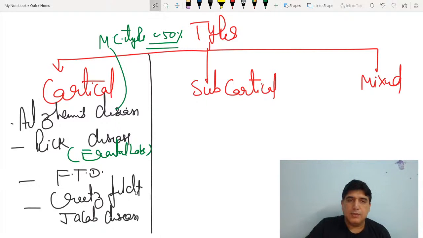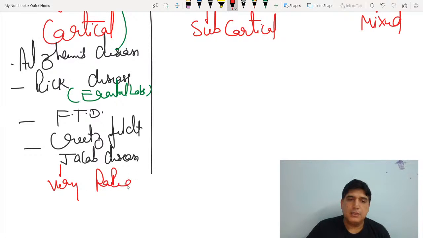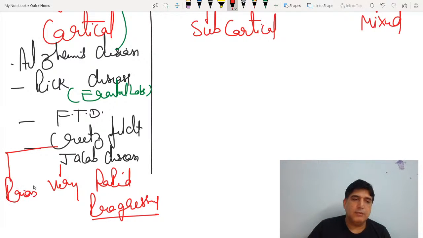Creutzfeldt-Jakob disease is what? It's a very rapid progressive dementia. So the fastest progressive dementia is what? The Creutzfeldt-Jakob disease. So 3 points here. Number 1, Alzheimer disease, most common. Another name of Pick disease is frontal lobe syndrome, and the fastest progressive dementia or very rapid progressive dementia is Creutzfeldt-Jakob disease. Very true, Dr. Krish. It's an example of prion disease.